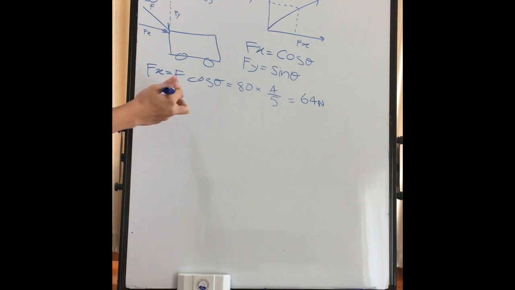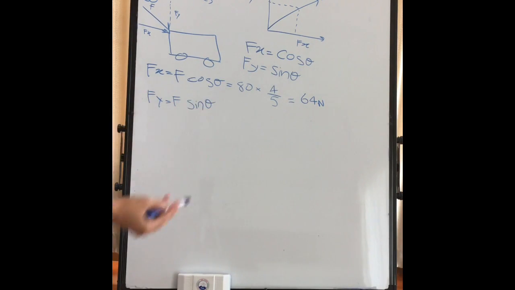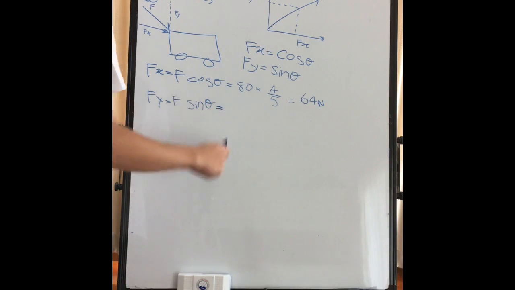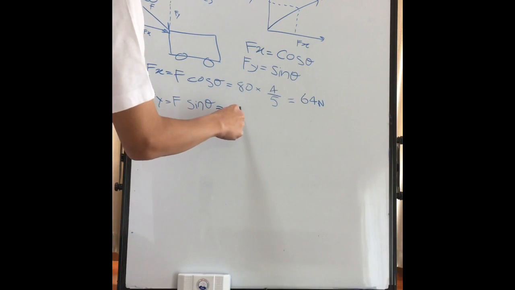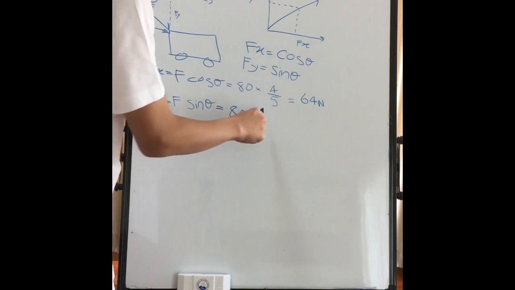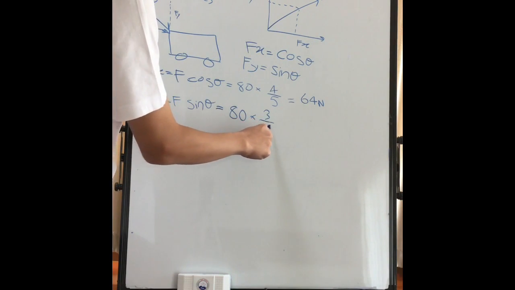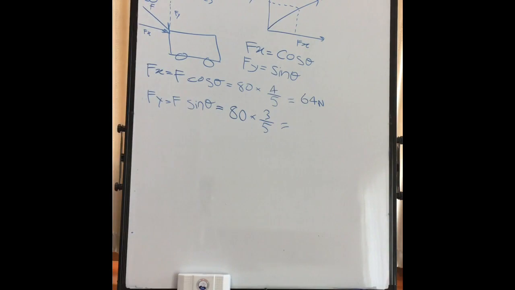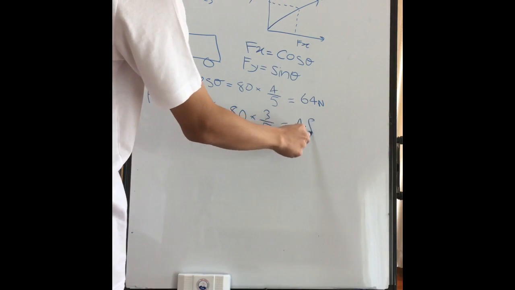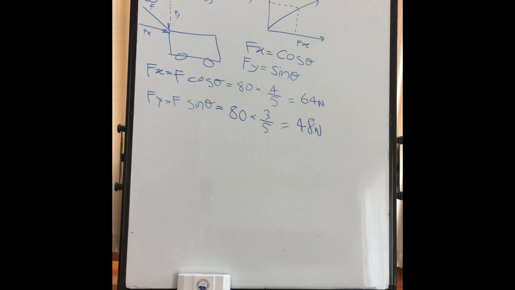And for Fy, we use F sine theta. So F is 80 multiplied by 3 over 5. So we get 48 Newton. So on the horizontal we get 64 Newton and on the vertical we get 48 Newton. So pretty much that's it.